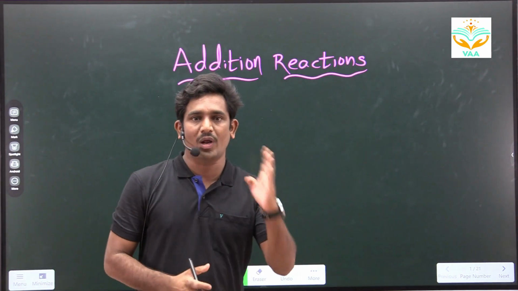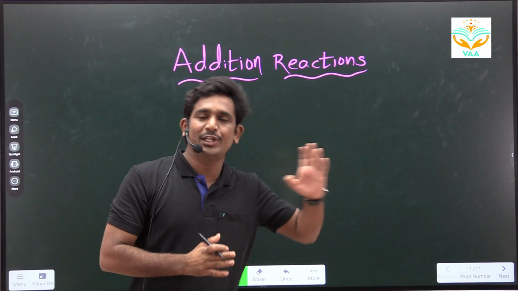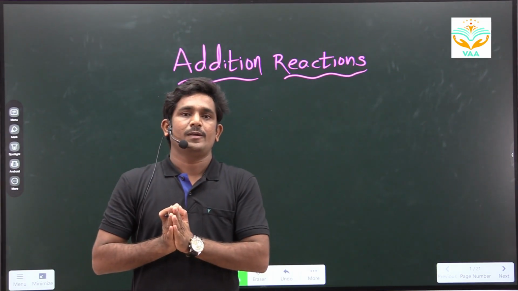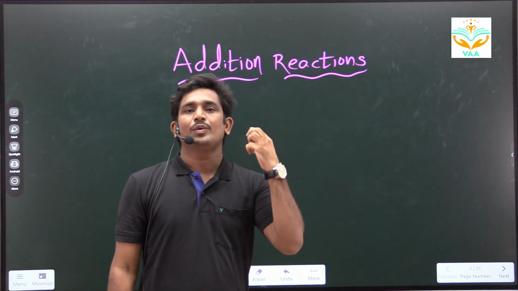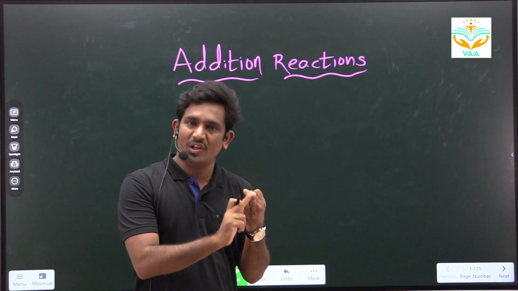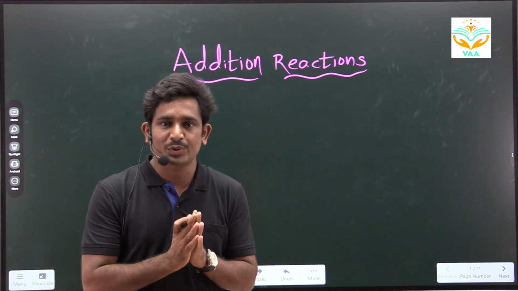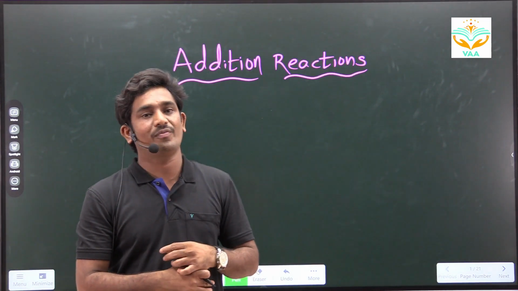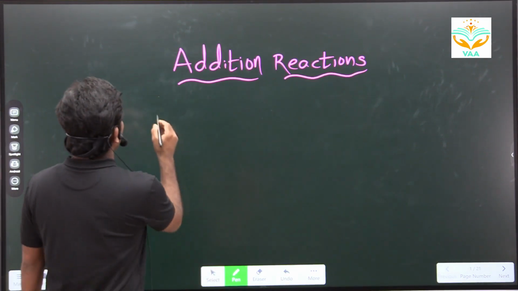The combination of one molecule with another molecule to give the product is called an addition reaction, like 1 + 1 = 2. Okay, right? These addition reactions are classified into 3 types. One is electrophilic addition reactions, the second one is nucleophilic addition reactions, and the third one is free radical addition reactions. I'm not going to discuss all these things. I'm giving just examples of some of the addition reactions. Okay, right. Look here, I'm going to take one example.